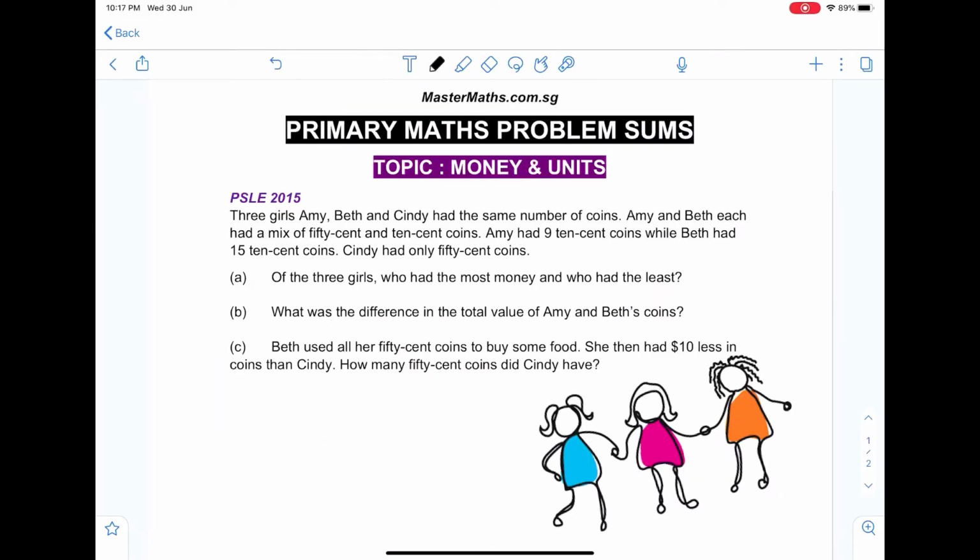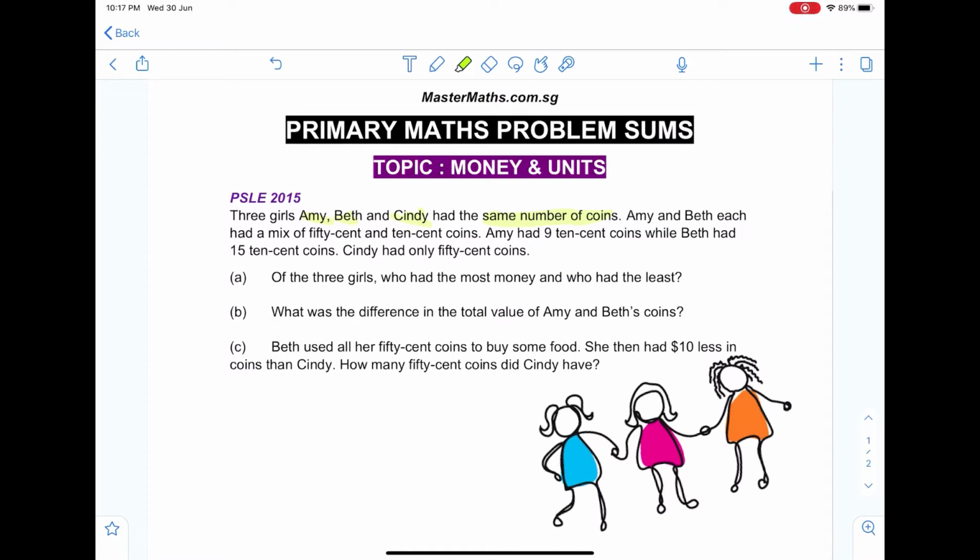Welcome, friends. Today's question was from 2015 PSLE, and it's about three girls who are having some coins. Three girls, Amy, Beth, and Cindy, had the same number of coins. Take note, this is same number of coins, not same value of coins.